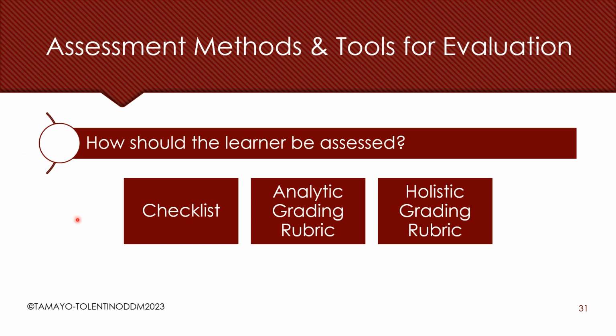Assessment tools that are usually used to assess skills or behavior are checklists, analytic grading rubric, and holistic grading rubric. So what's the difference between the two? Analytic is used when we want a judgment on each criterion by which the performance or product is to be judged. Holistic is based on an overall impression of the performance or product rather than a consideration of the individual elements. So let me show you examples for each.